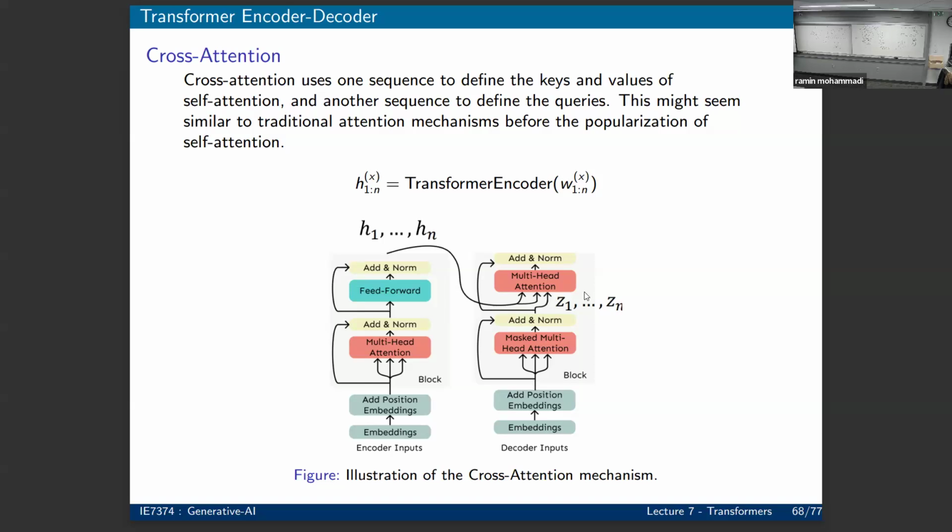Does that answer it? So just overall, the key, query, and values at the beginning are the same for encoder and decoder. In the cross attention, the key and values come from the encoder output, and the query comes from the decoder.